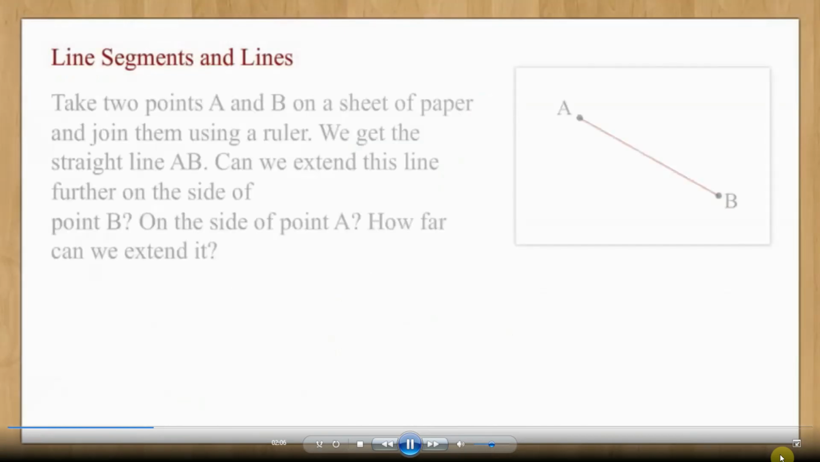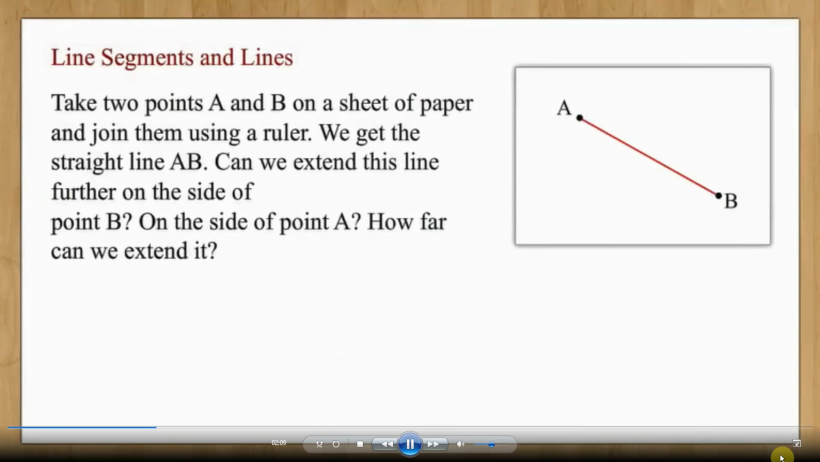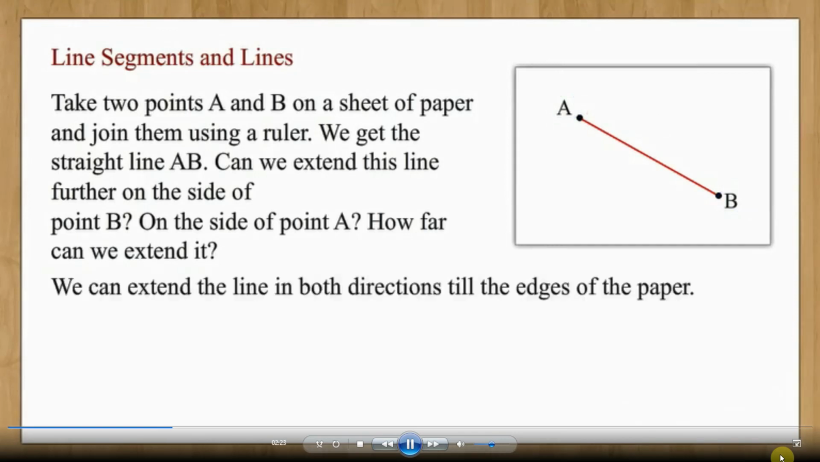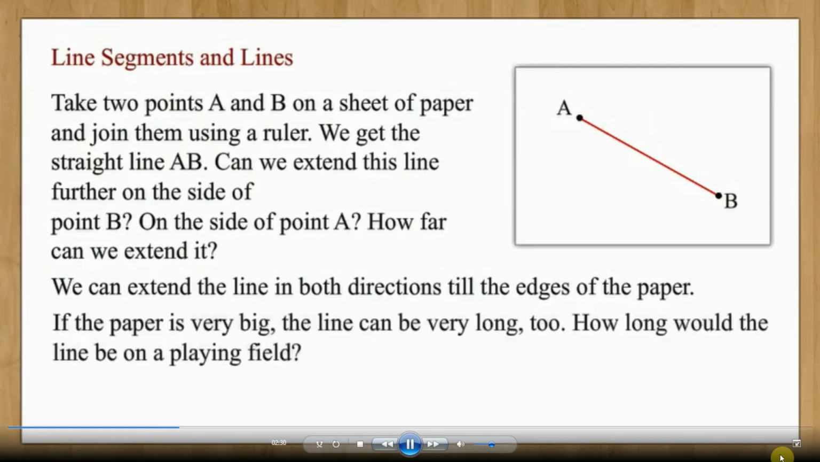Line segments and lines. Take 2 points A and B on a sheet of paper and join them using a ruler. We get the straight line AB. Can we extend this line further on the side of point B? On the side of point A, how far can we extend it? We can extend the line in both directions till the edges of the paper. If the paper is very big, the line can be very long too.